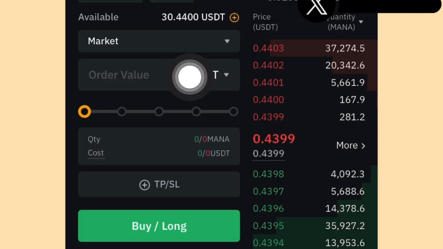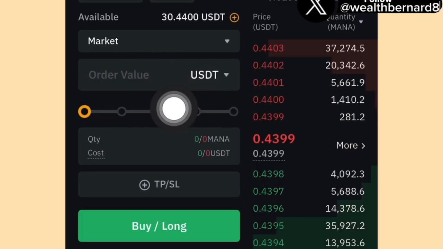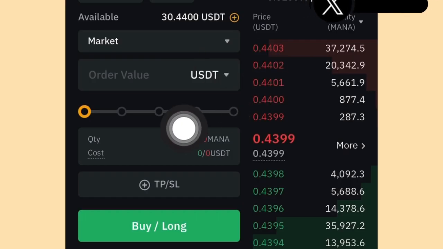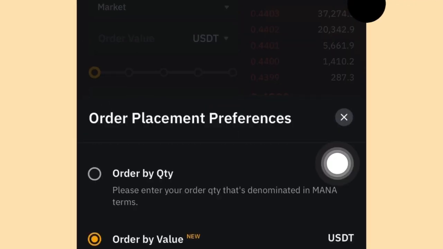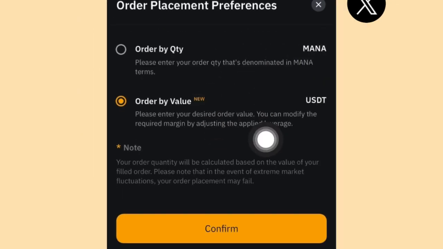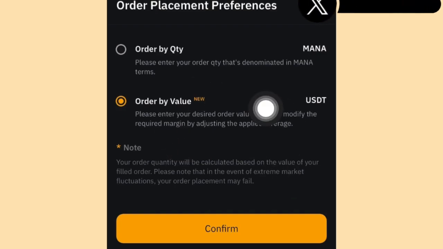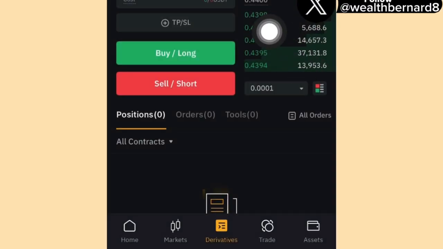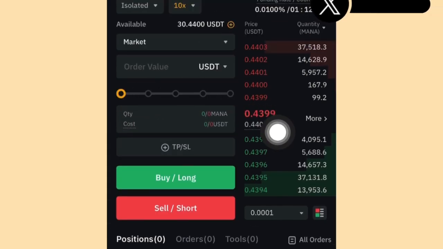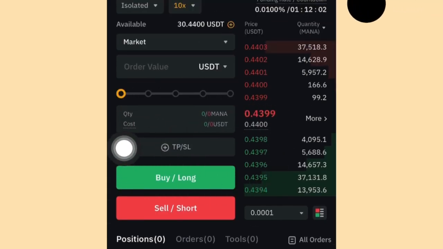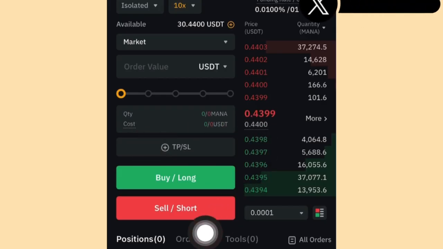If you come down here, you're going to see where it says order value USDT. You must make sure your order value is on USDT. If you click on it, you're going to see order by QTY and order by value, and you must make sure it's on USDT. Click on confirm. When you come down below, you want to see an arrow. If you come down further, you're going to see quantity and cost, and you're going to see everything is 0 USDT.